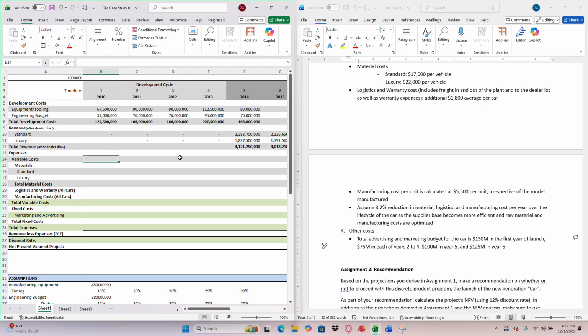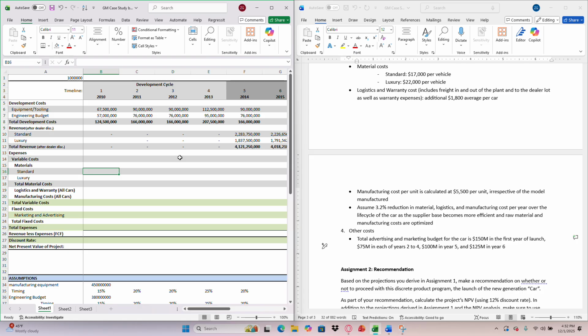Well, what are our expenses? Well, all of our variable costs. So we need to know materials, and that's going to break down through standard and luxury. So don't worry about these 2 lines, or really these 3 lines. They're going to remain blank.